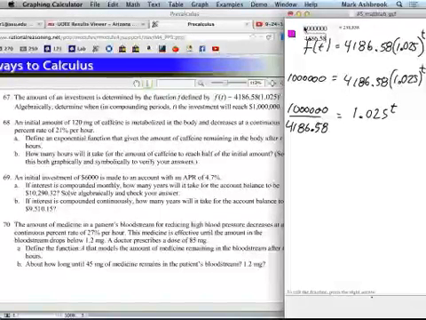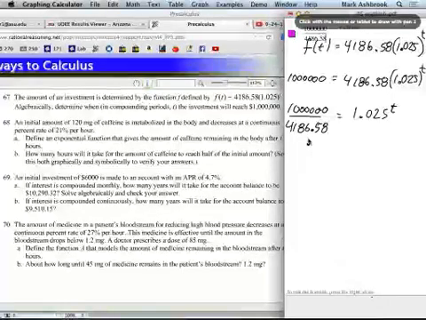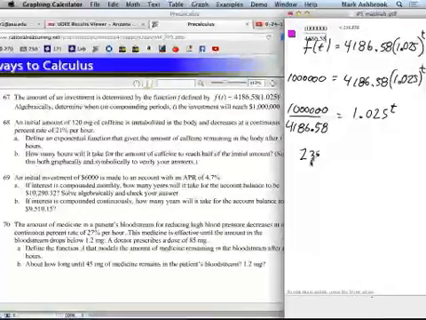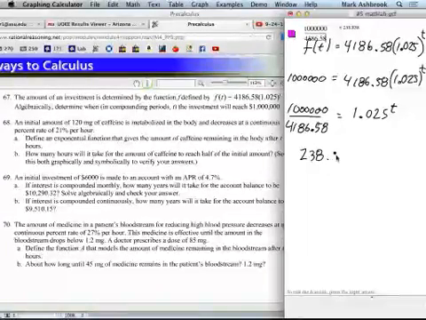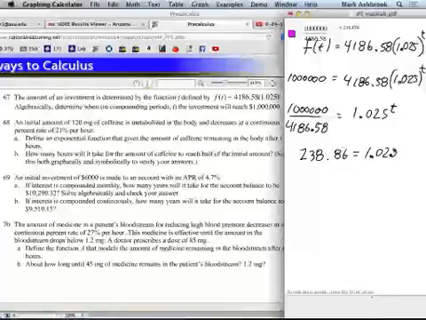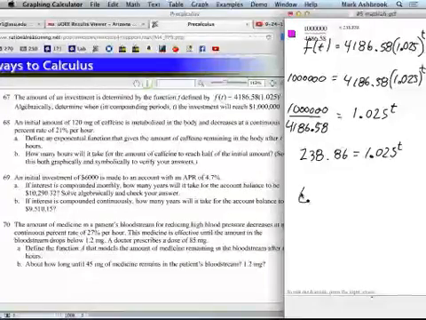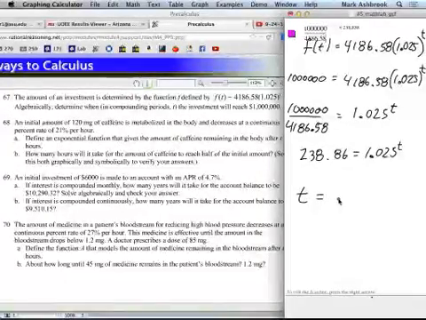And I agree. Oh, did I do it wrong? I got 238. I got 238.86. Is that what you said? Yes. Sorry. 238.86 is 1.025 to the t. And now we know exactly what t is. We just write it down.